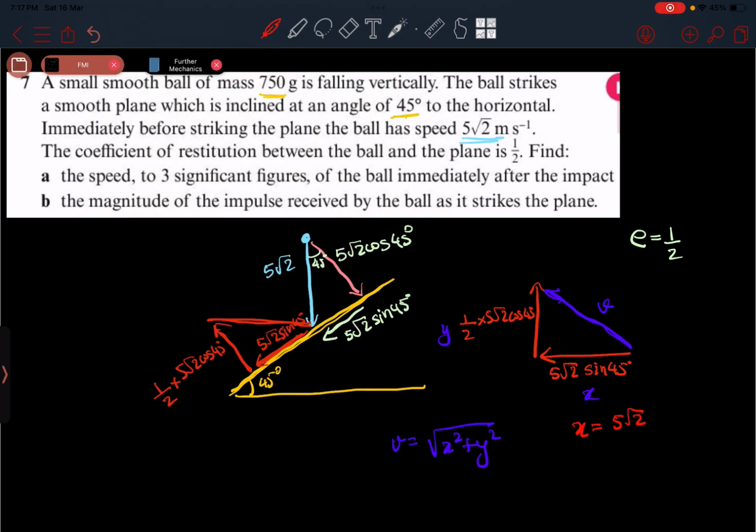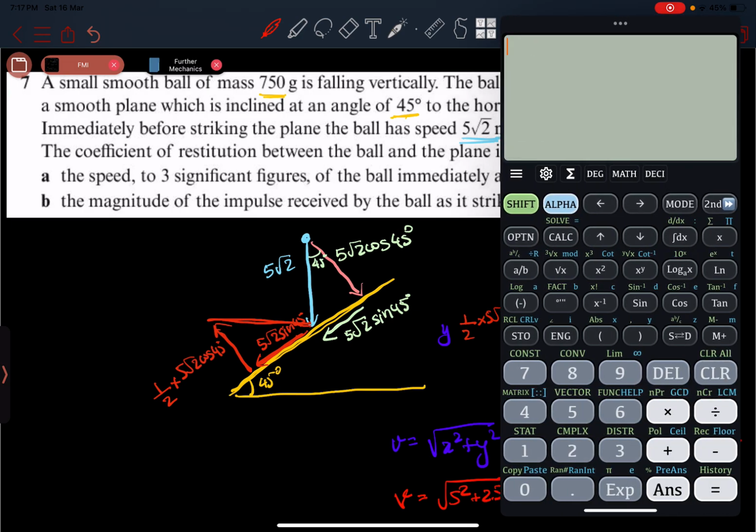5 root 2 sine 45, which is 1 over root 2, so we will get 5, and then y is equal to 1 over 2 times 5 root 2 cos 45, which would also be 1 over root 2. So that would also give me half of 5, which would then be 2.5. So I can say the velocity after collision would be square root of 5 squared plus 2.5 squared.